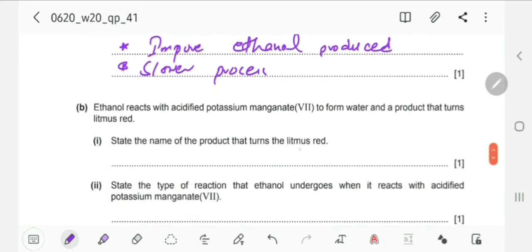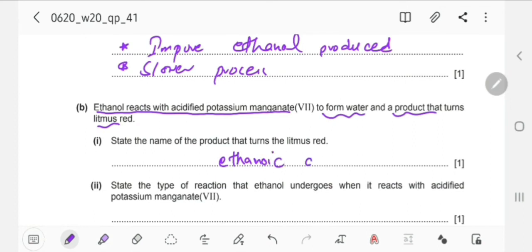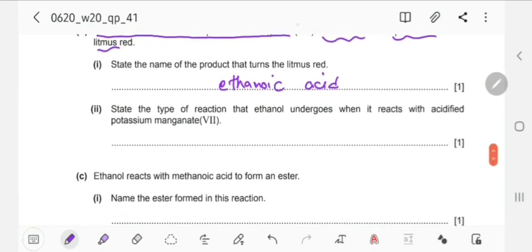Say the name of the product that turns litmus red. Okay, they are talking about ethanol reacting with acidified potassium manganate to form water and a product that turns litmus red. It's simply ethanoic acid. Why? Because ethanol is reacting, so an acid will be formed, which is ethanoic acid. The acid would convert litmus into red color. Next, it's the type of reaction that ethanol undergoes when it reacts with acidified potassium manganate. Remember, potassium manganate is an oxidant, so oxidation will happen.